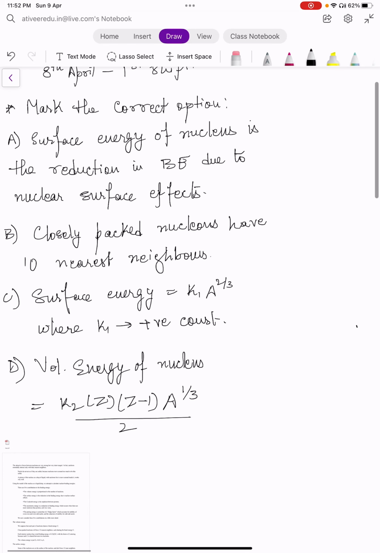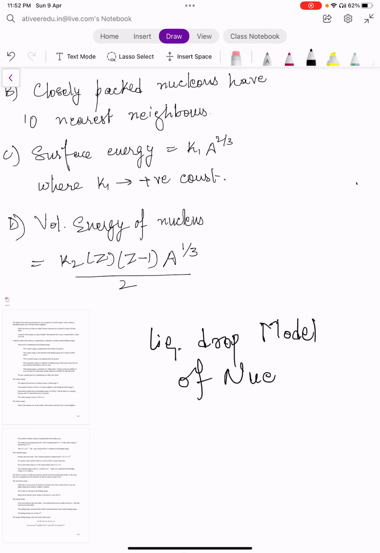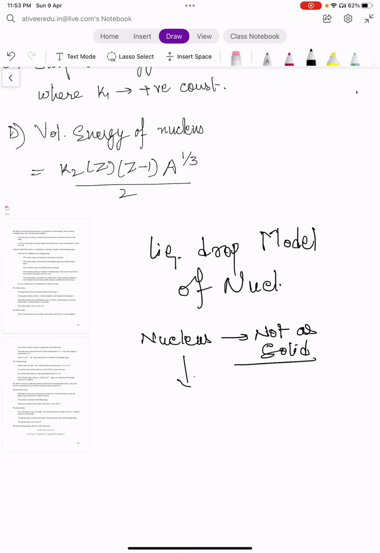I am explaining the concept behind this question. The concept behind this question is related to the liquid drop model of the nucleus. Now, what is this liquid drop model of the nucleus? In this particular model, the scientists have considered the nucleus as a liquid drop. They said the nucleus cannot be considered as a solid. Why can they not consider it as a solid?